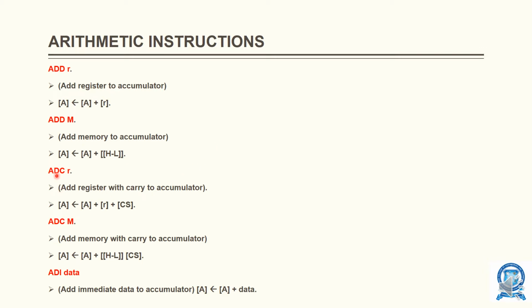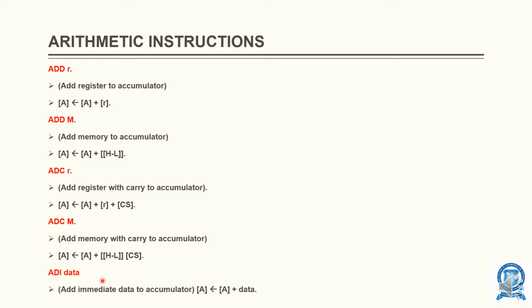ADC R, add with carry with R register, add register with carry to the accumulator, that is A implies A plus R register plus the carry. Next one is ADC M. So similarly, the content of memory location plus the accumulator plus the carry will be stored in the accumulator.